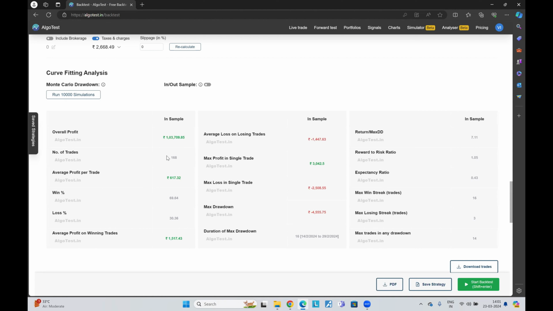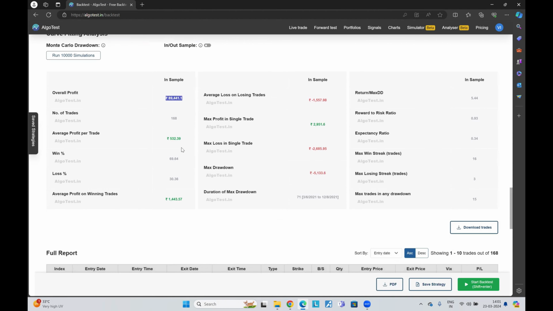Okay, I didn't include slippage. Let's include slippage and see what data we are getting. So profit has reduced a bit to 90,000, and the average profit per day is around 532. It's a very good return, if you are just running it on expiry.